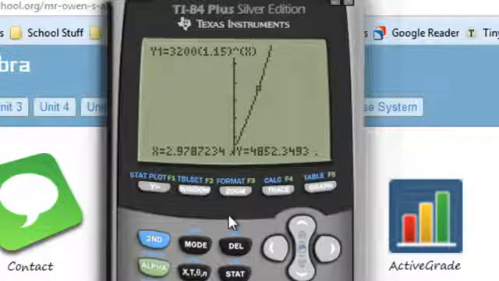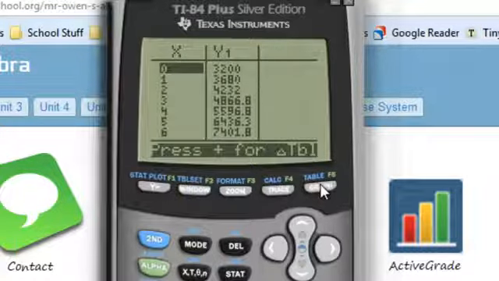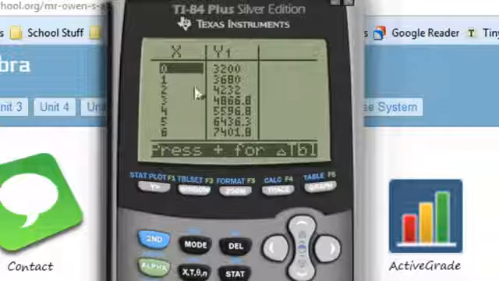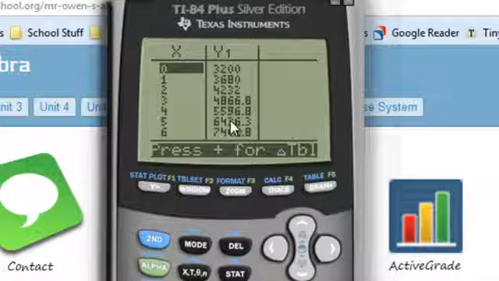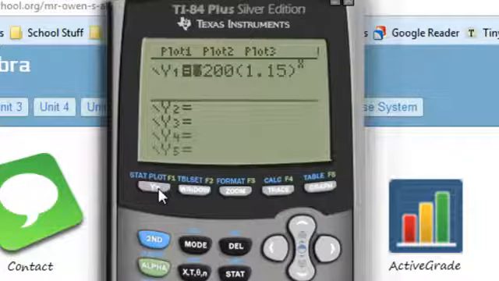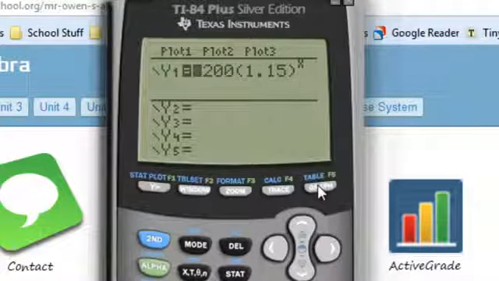Now, if you want to view this data also as a table, the calculator will do that for you as well. All we have to do is, instead of hitting graph over here, notice right above it, it says table. So we hit second graph. That gives us the table. Okay, so for 0, we're at 3,200. 1 is 3,680. Check your data. You should notice the same numbers in the table that you've already calculated. The calculator will do that for you if you just remember second graph. That'll give you the table. Now, of course, it's all dependent on getting the correct function here. If you have the incorrect function, the graph or the table won't look right.